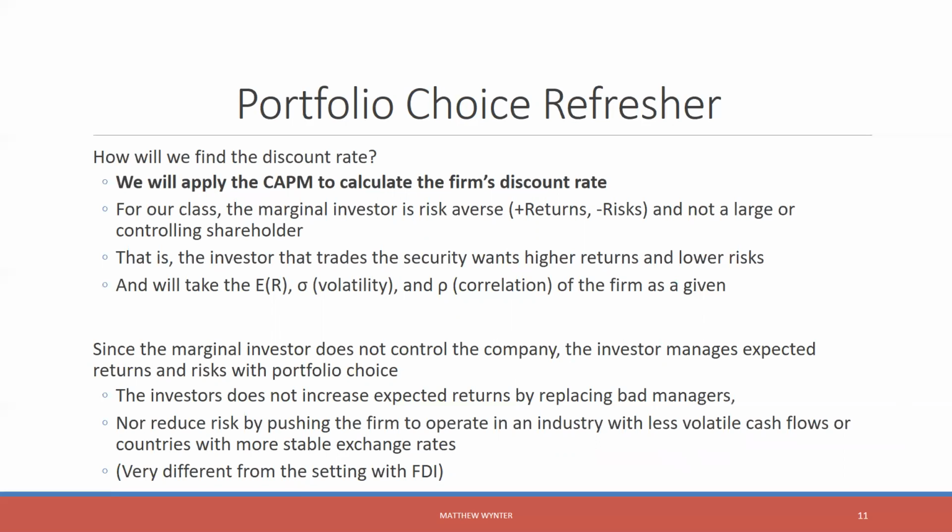Since the marginal investor does not control the company, the investor manages expected returns and risk with portfolio choice. That is, the investor won't increase expected returns by replacing bad managers. We're not going to reduce risk by pushing the firm to operate in an industry with less volatile cash flows or to operate in a country that has more stable exchange rates.